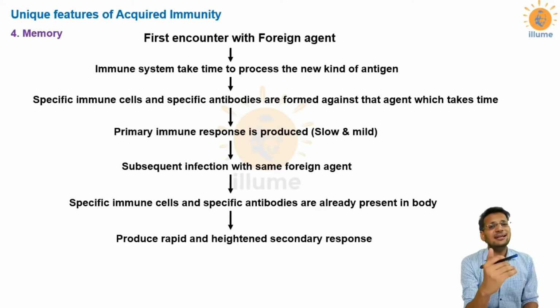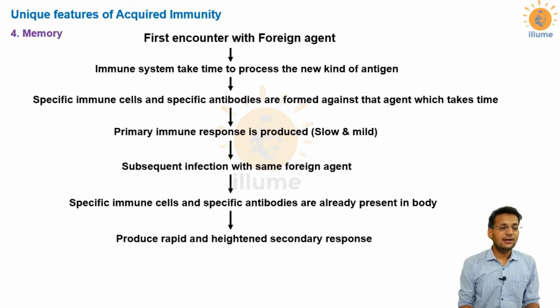Now how does it happen? How does your body or the immune system memorize things? I'll discuss it in detail here. There is a first encounter with a foreign agent, and in this first encounter the immune system would take time to process the new kind of antigen. It would recognize, it would process, and then some specific immune cells and specific antibodies are produced against that antigen. Though it takes time, your body would produce it.